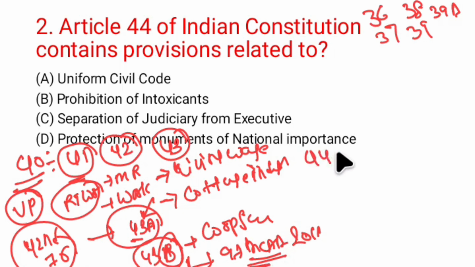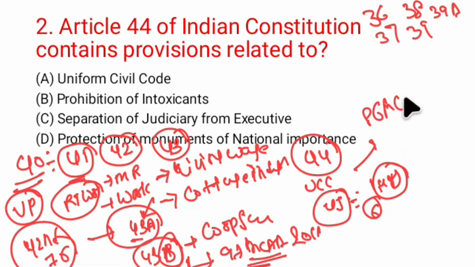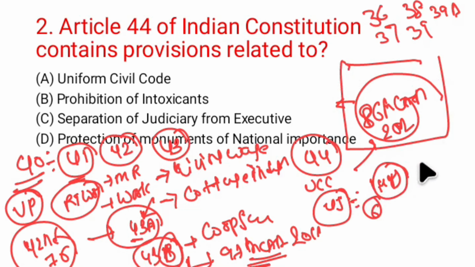Article 44 talks about the Uniform Civil Code, and Article 45 talks about free education up to 14 years. This was initially 6 years, but through the 86th Constitutional Amendment Act, 2002, this provision was changed to 14 years. So basically, this is an important amendment. We will talk about this amendment later, after understanding these provisions. So 45 talks about free education from 6 to 14 years of age, and 46 talks about educational opportunities for SCs and STs.